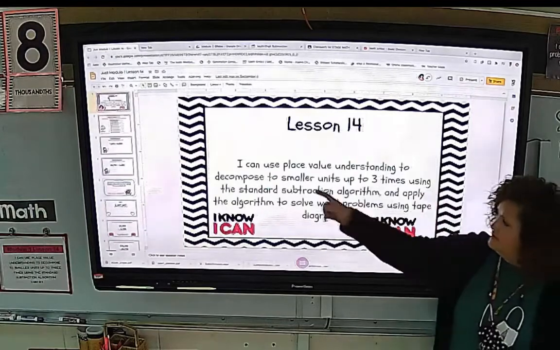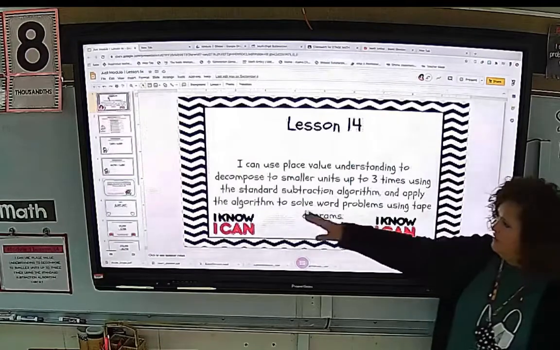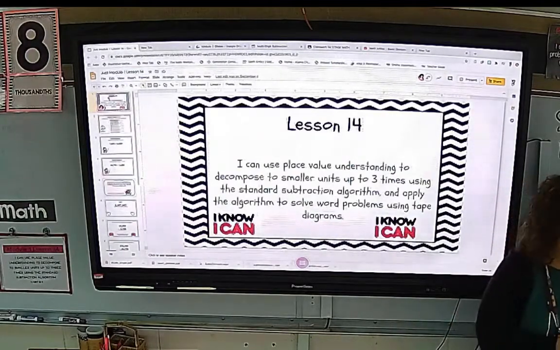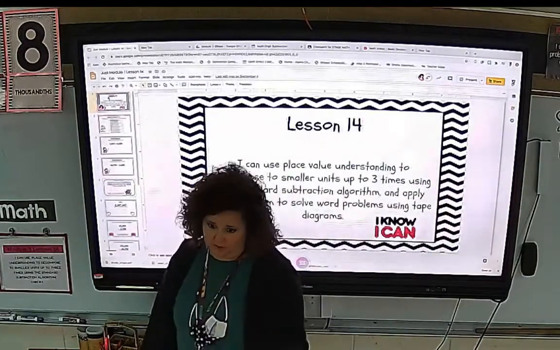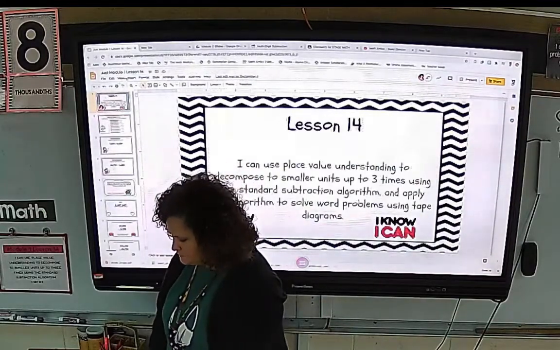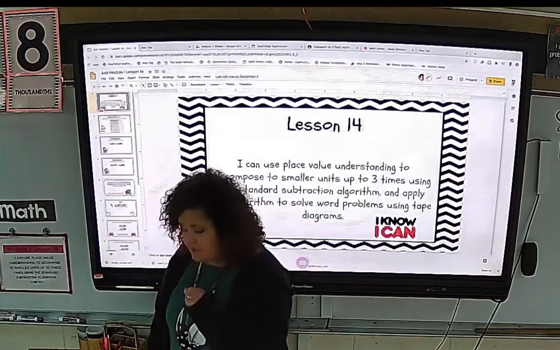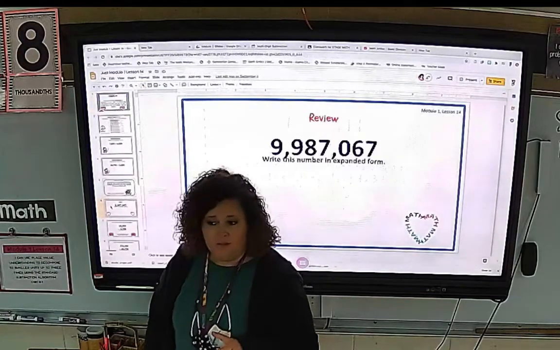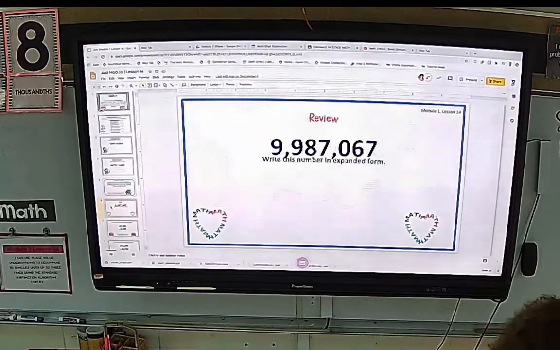So we're going to be using the standard subtraction algorithm, regular subtraction, and apply the algorithm to solve word problems using tape diagrams. And I hope we get that far. We should. Where we're adding what we've learned and practiced to 1 or 2 word problems. Okay? Because of our shortened day, we're going to jump over several of our practice things. But this is one thing that I do want us to practice, because I don't think we've practiced this in actually a few weeks now, maybe.